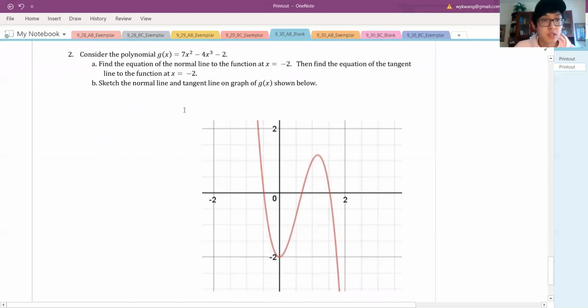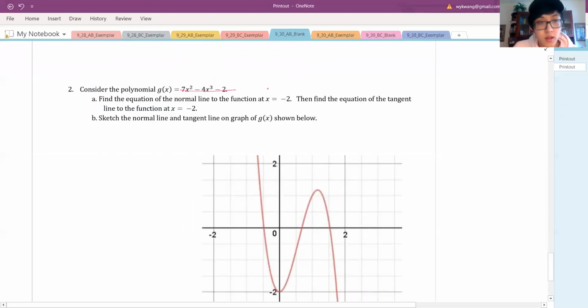Next, we're going to consider the polynomial 7x squared minus 4x cubed minus 2. Find the equation of the normal line to the function at x equals negative 2. Find the equation of the tangent line to the function at x equals negative 2. Okay, so I am going to switch up this function to 3x squared minus 4x cubed minus 2. So first, let's find the normal line.